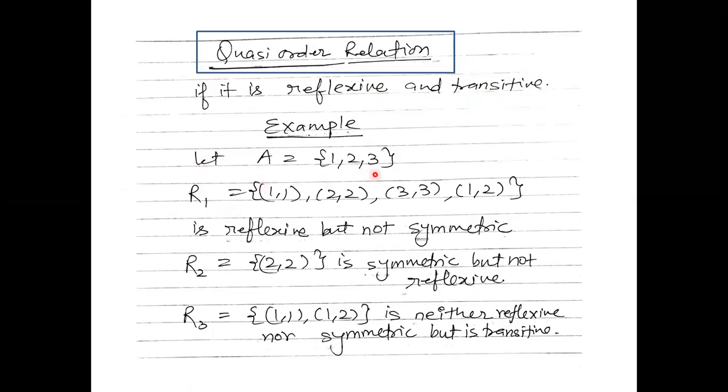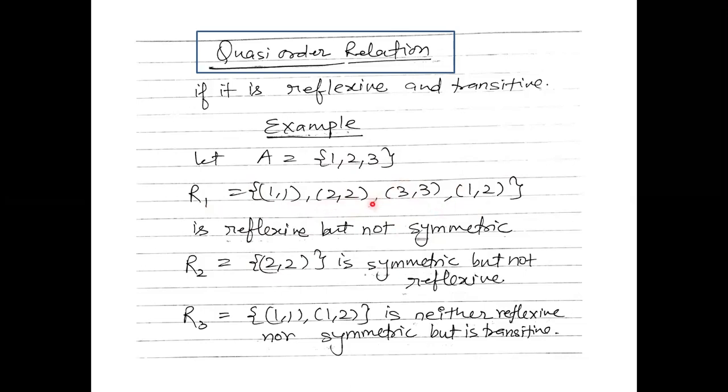Suppose we have a set A with these three numbers, A = {1, 2, 3}, and R1 is a relation on A, that is {(1,1), (2,2), (3,3), (1,2)}. These are the elements in R1. Then this relation is reflexive but not symmetric. Why is it reflexive? Because A has three elements, and here (1,1), (2,2), (3,3), all these three elements are here in R1. 1 is related to 1, 2 related to 2, 3 related to 3.